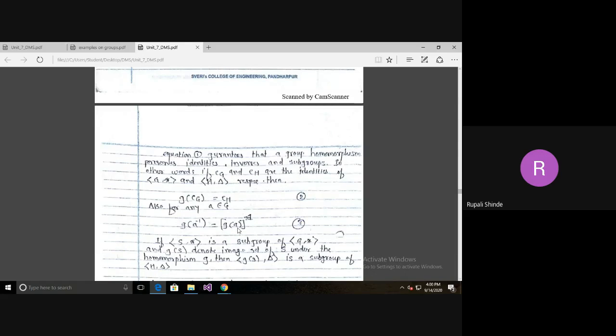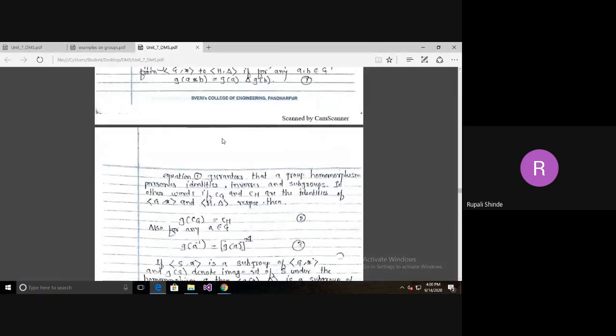And the third important condition is for the inverse element. If you consider any element a belonging to G, the inverse for this element a is a inverse. Now if you apply the function g on a inverse, you will get (g(a)) raised to inverse. That means, if you apply the function on a, what do you get? g(a) raised to minus 1. This minus 1 means the inverse of this g(a).